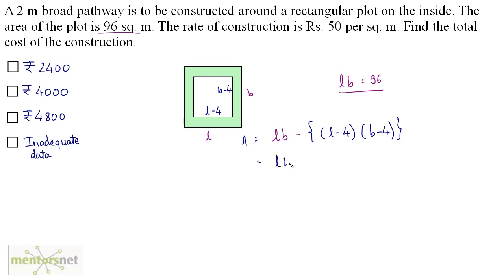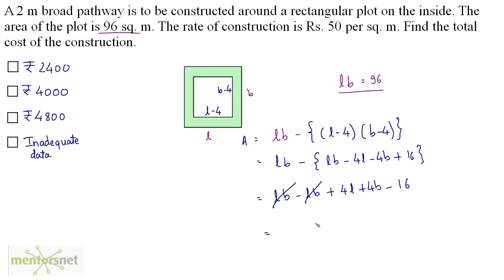So LB minus L times B, so LB minus 4L minus 4B plus 4 4s are 16. Right, so you have LB minus LB plus 4L plus 4B minus 16. Okay, so LB and LB get cancelled out. What you have is you can take 4 common, 4 times L plus B, minus 16.